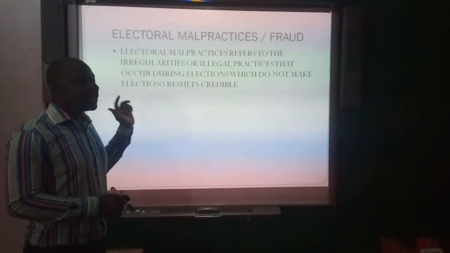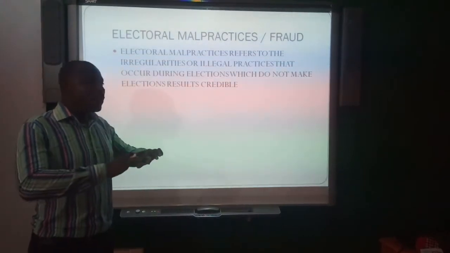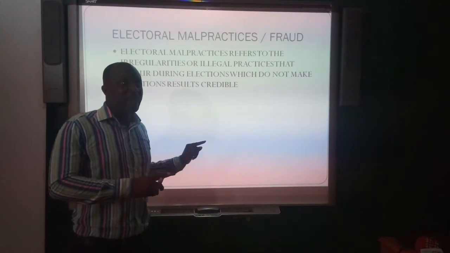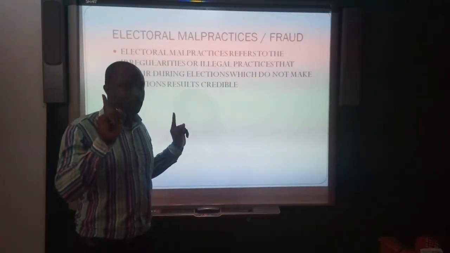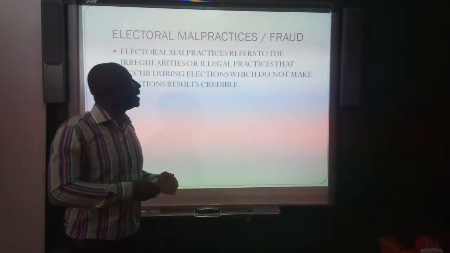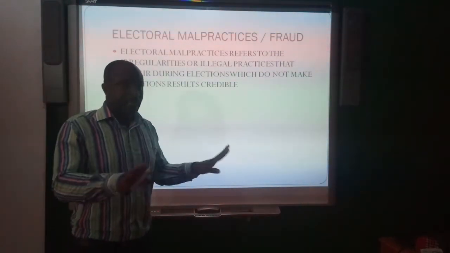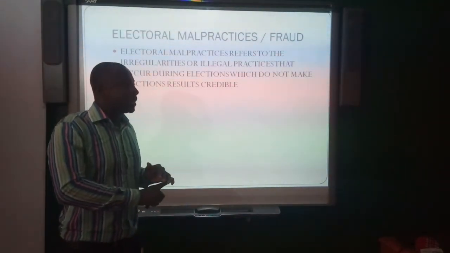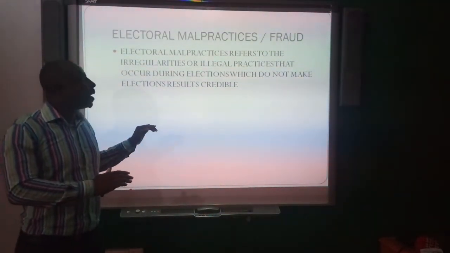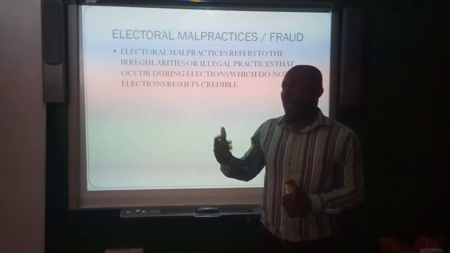Now, first one, we are looking at electoral fraud or electoral malpractice. When we say something is a fraud or malpractice, then it means there is an element of illegalities in it. For something to be fraud, it means there are irregularities in it. First, the element of illegalities or irregularities.